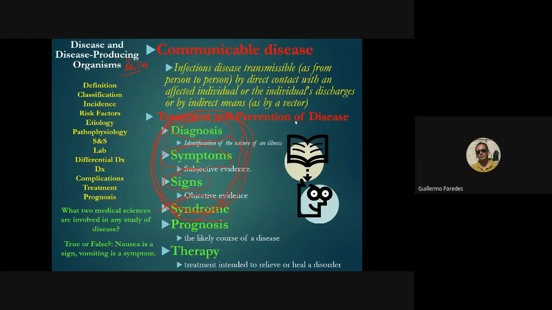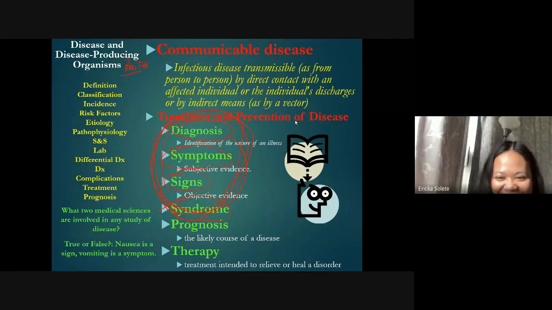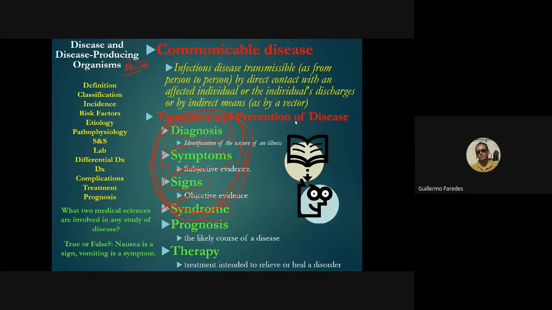Diagnosis, identification of the nature of the illness. Symptoms, subjective evidence. Signs, objective evidence. Syndrome, prognosis, therapy. Okay. All right, so very good. You understood? Excellent. Let's go to the next slide.